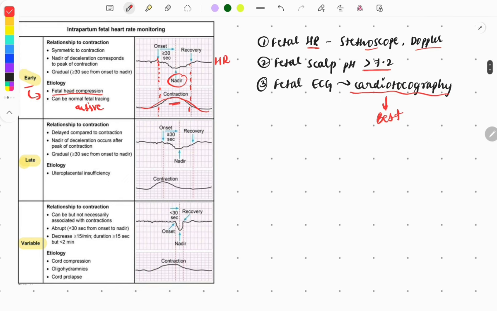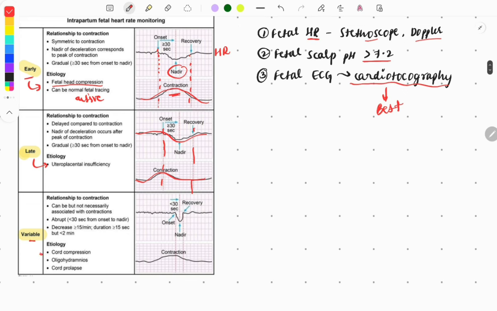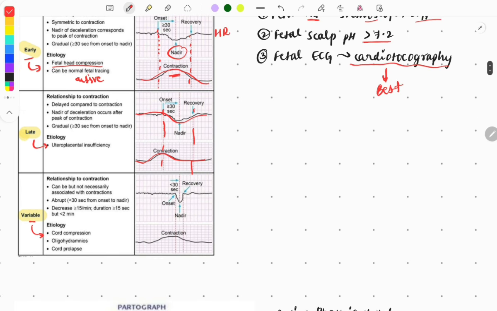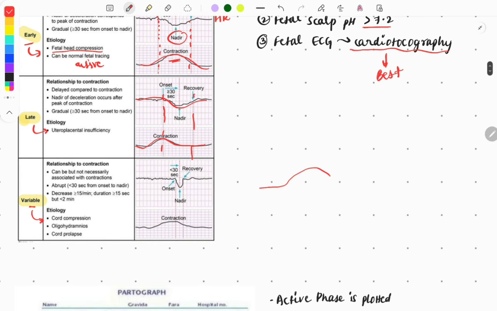Then the late deceleration, it is associated with the uteroplacental insufficiency, and you can see here the uterine contraction, whereas the fetal heart rate, it is late onset and recovery is also late. And the variable deceleration, it is associated with the cord compression or oligohydramnios and the cord prolapse. So they can be variable heart rate decelerations, like for example, if this is the contraction, so they can be like this fetal heart rate. So the fetal heart rate will not be matching with the contraction, due to which it is called as the variable deceleration.